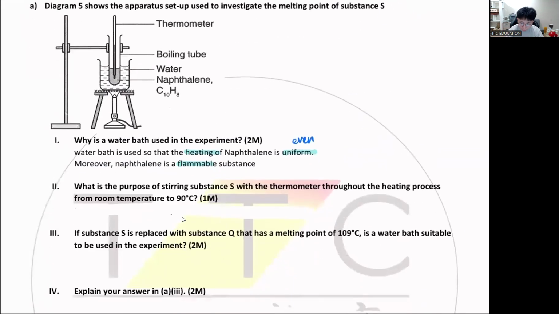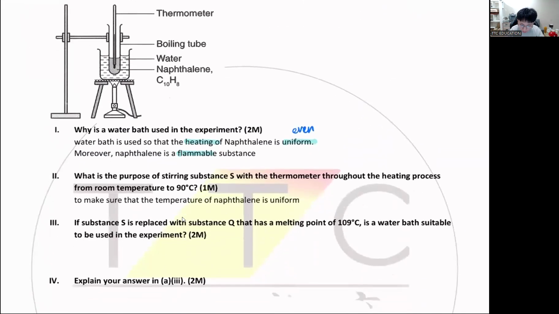Okay, so this is what we can say from here: to ensure the heating is uniform, the temperature is uniform. You can use the word uniform, you can use the word even, it's fine.